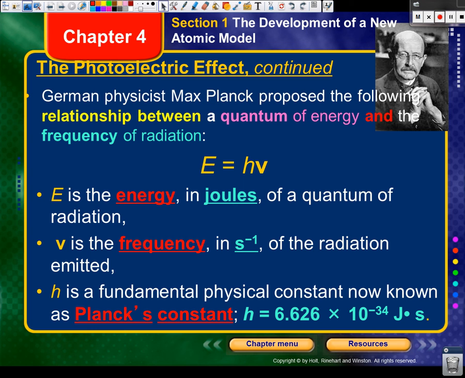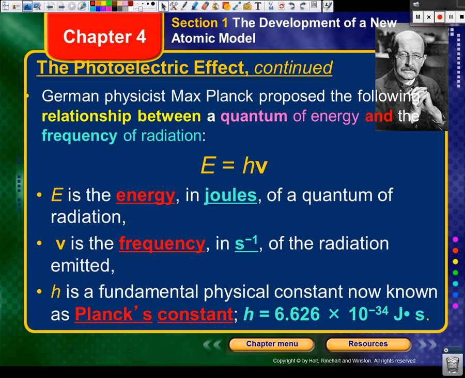Now we already know the relationship. The more frequency you have, what does that tell you about the energy? The more energy you have. We already know that. But this guy's the reason we know that. Okay, he discovered that fact. And what he did is he applied it to a mathematical relationship. So here's what he said.